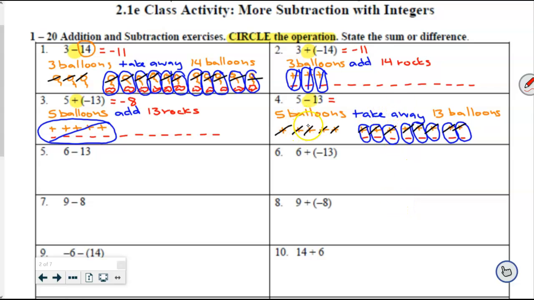And here, 5 balloons take away 13 balloons. Did I have enough balloons? No, I had to look at 0 pairs. So it took me time to draw all of those 0 pairs. Then I finally had enough that I could take away all of my balloons. Now all of my balloons are gone and I'm left with only the rocks. 1, 2, 3, 4, 5, 6, 7, 8 rocks. So another negative 8, right?